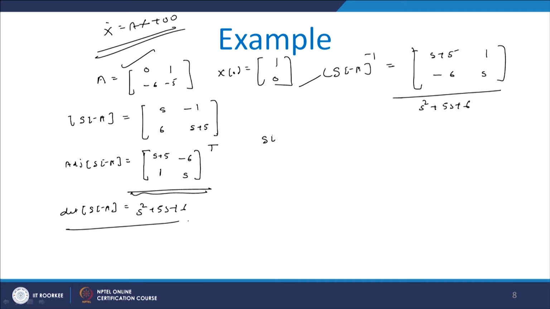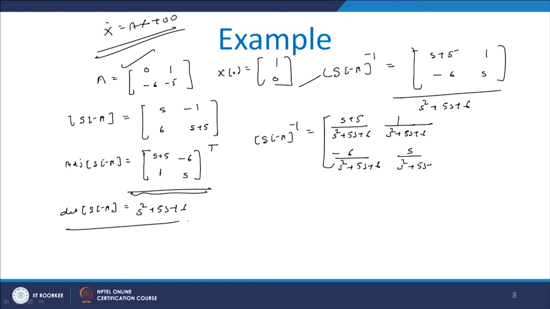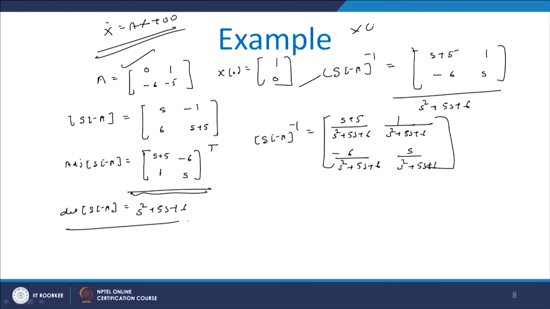So, now this equation can be written as sI minus A inverse: s plus 5 divided by s square plus 5s plus 6, here 1 divided by s square plus 5s plus 6, minus 6 divided by s square plus 5s plus 6, and lastly s divided by s square plus 5s plus 6. But our problem is basically we want x of t equals Laplace inverse of sI minus A inverse into x naught. That means we want the final equation in the time domain. Therefore, although we have got sI minus A inverse, that is not sufficient, we want to determine the x of t. So, in order to do it, we have to determine its inverse Laplace.